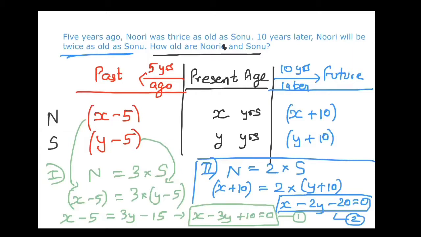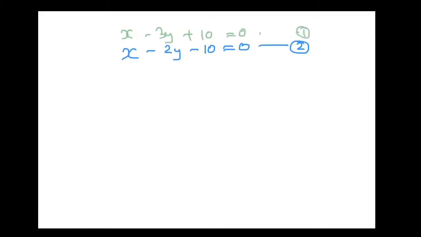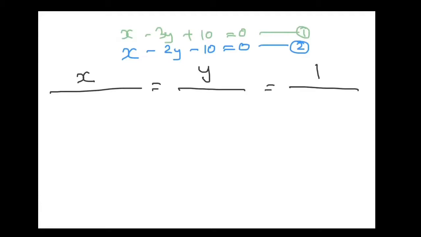Now to solve these equations, X minus 2Y minus 10 is equal to 0. This was equation number 2. X minus 3Y plus 10 equal to 0. This is equation number 1. Now to use cross multiplication method, we have to make 3 parts, X, Y and 1. And all 3 are equal.